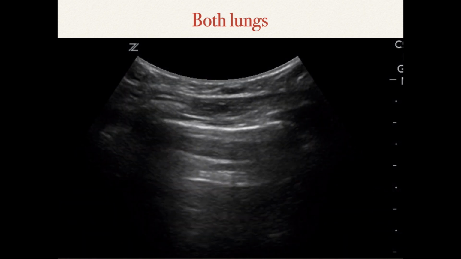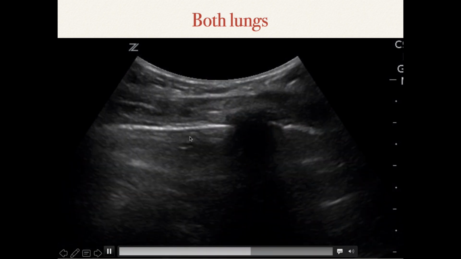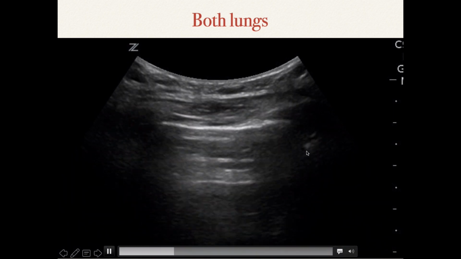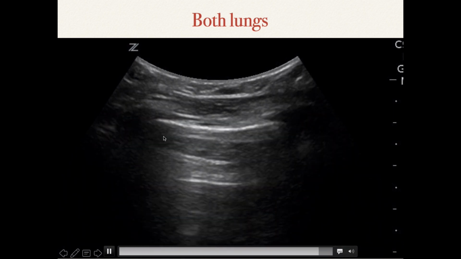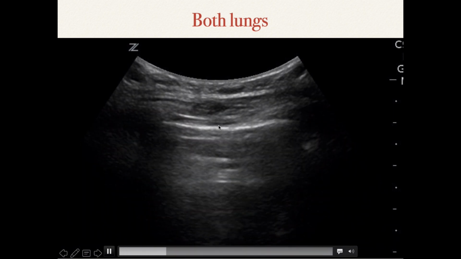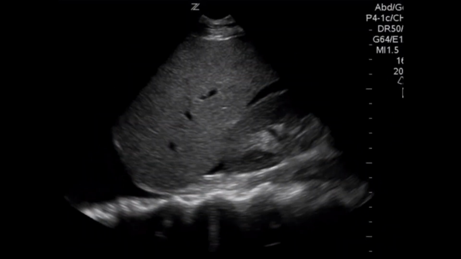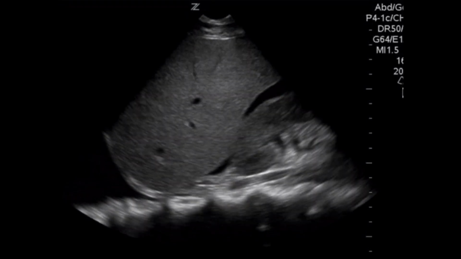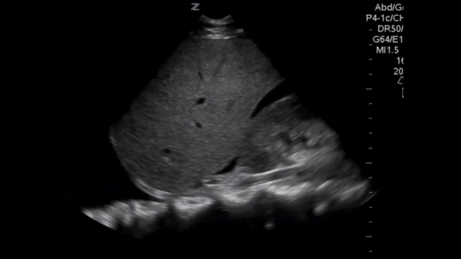Both lungs look like this. This is the pleural line. The shadows on either side are the ribs. And we see sliding with occasional comet tail artifacts as the patient breathes. Here's a right upper quadrant view of the abdomen with some chest.